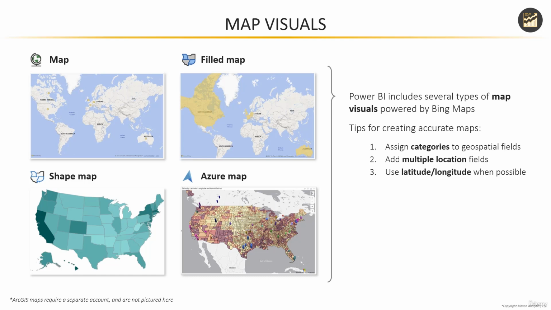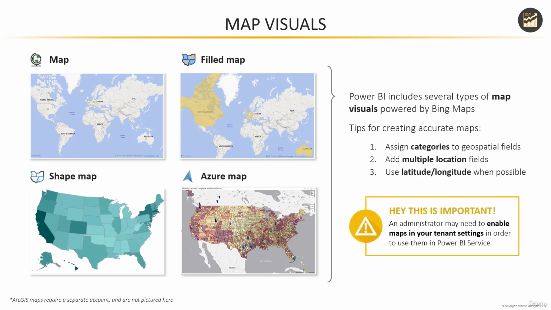Number two, it can be really helpful to add multiple location fields, especially when there's ambiguity. Good example of this is Georgia, which is both a US state and a country. And third, if you have it available, using latitude and longitude will make sure that you get the most accurate mapping possible. Note that you do need an internet connection for your maps to show because, again, these are powered by Bing Maps. And one other call out here for anyone who's using Power BI Service, heads up that an administrator may need to enable maps in your tenant settings in order to use them in Power BI Service.